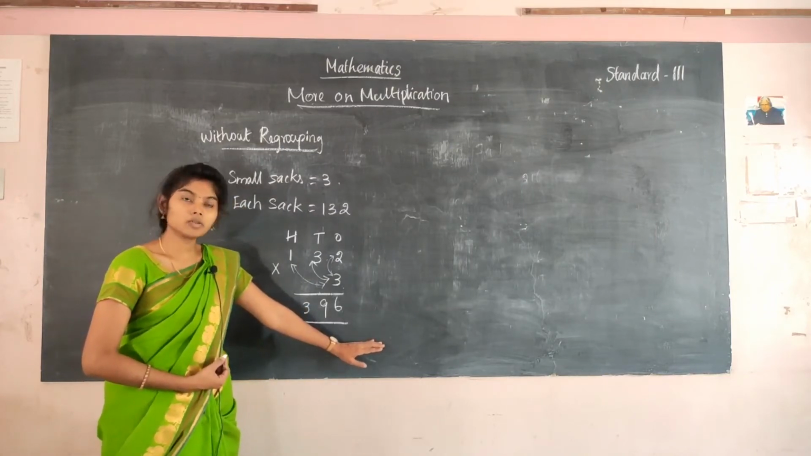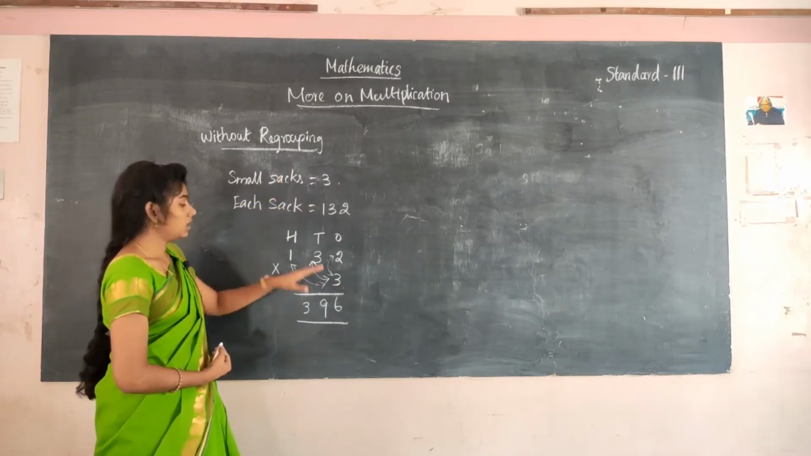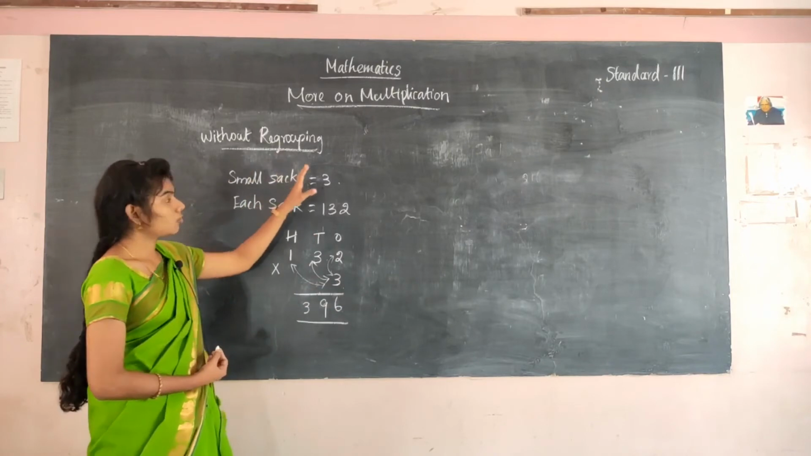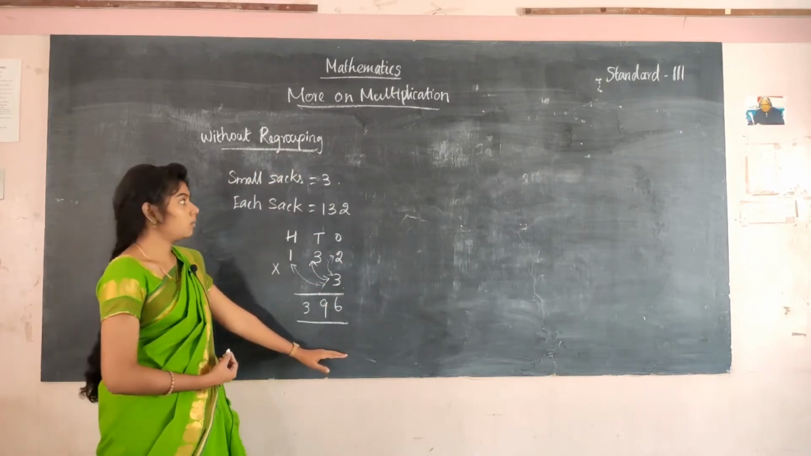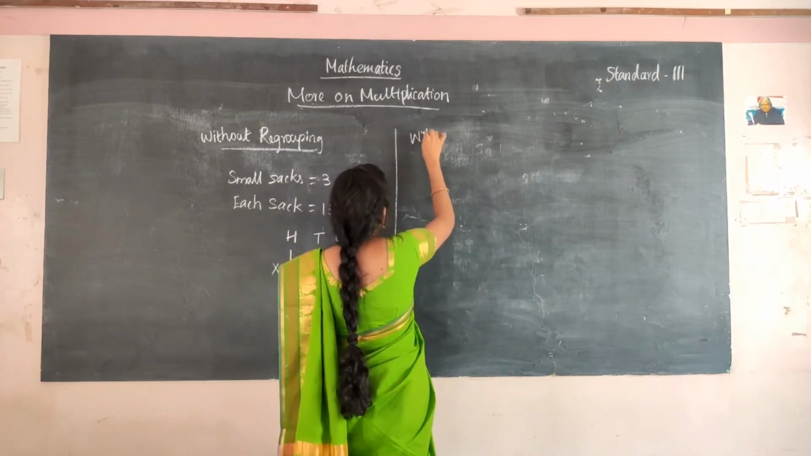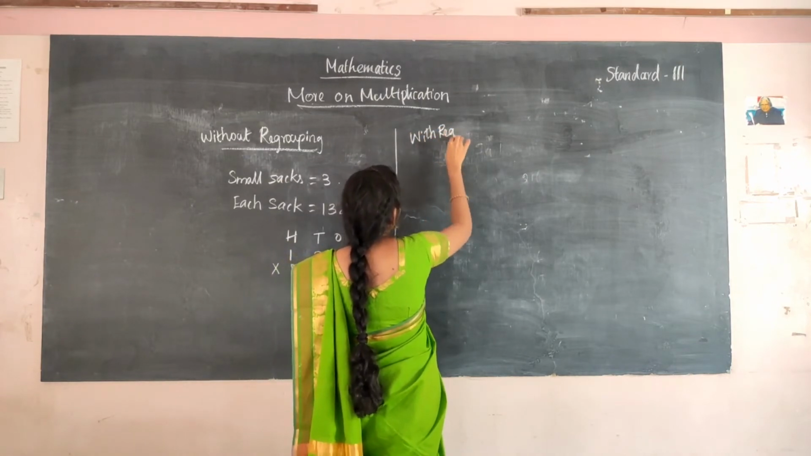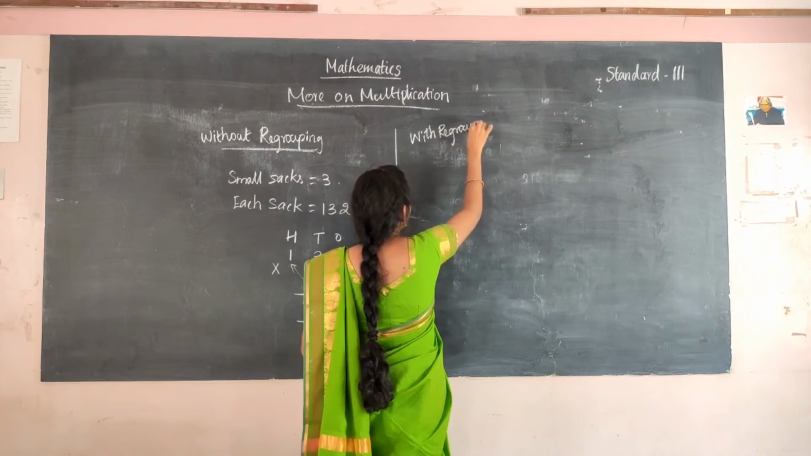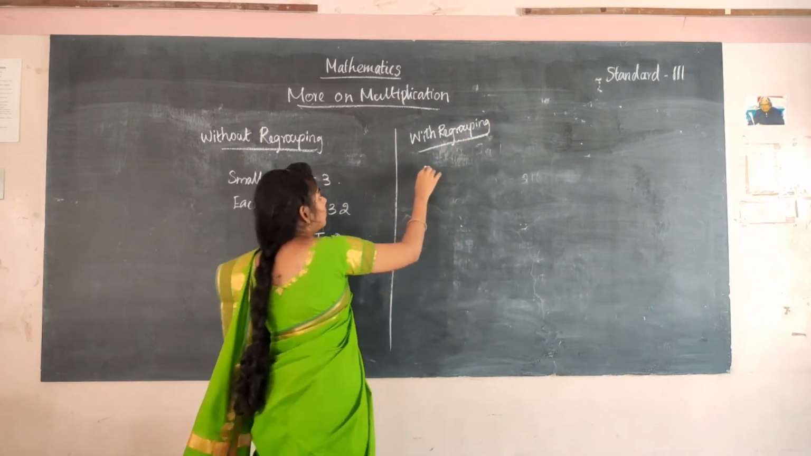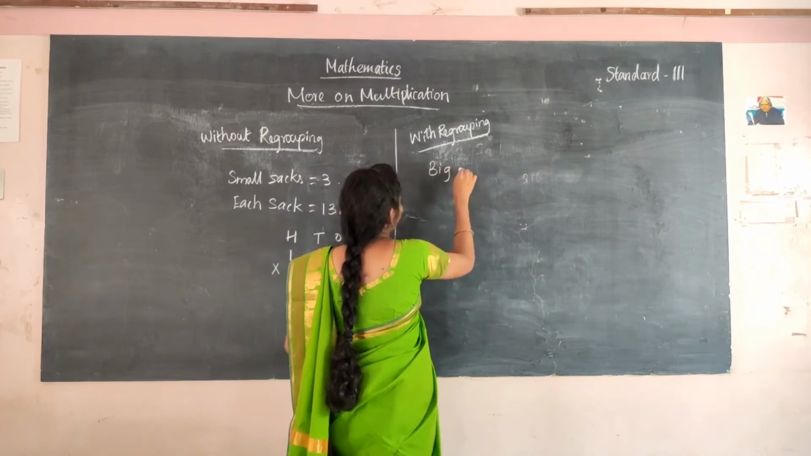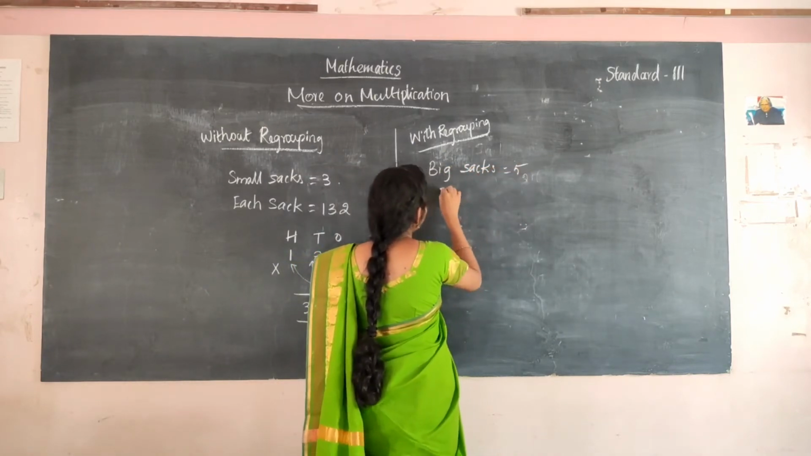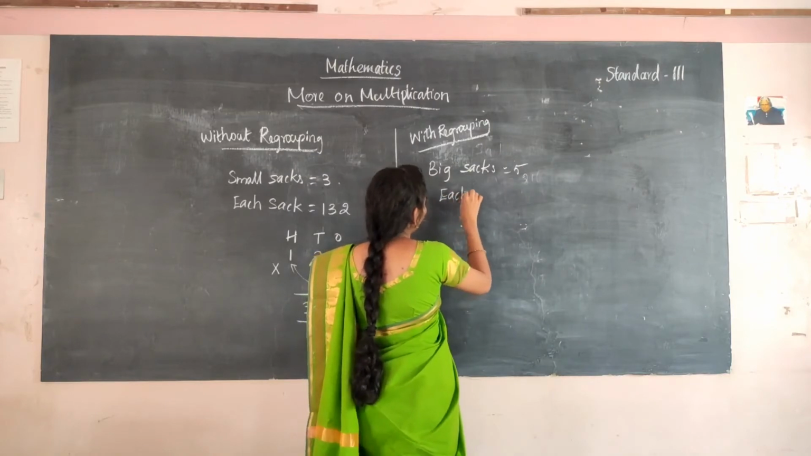So how many mangoes are in the 3 small sacks? 396 mangoes are there. So this we have seen for without regrouping. This is one example. And now we are going to see with regrouping. How many big sacks are there? There are 5. In each sack, how many mangoes are filled?